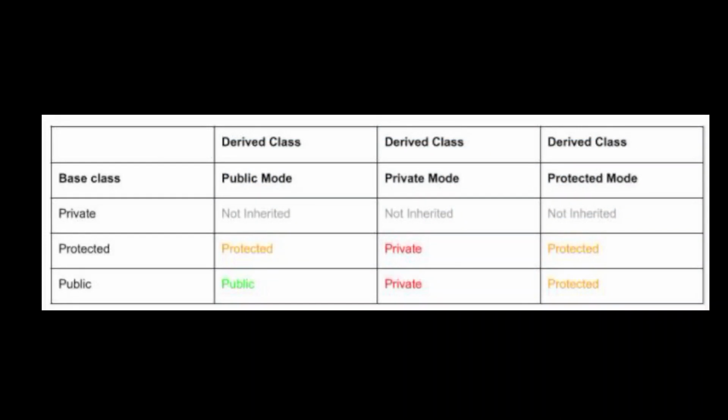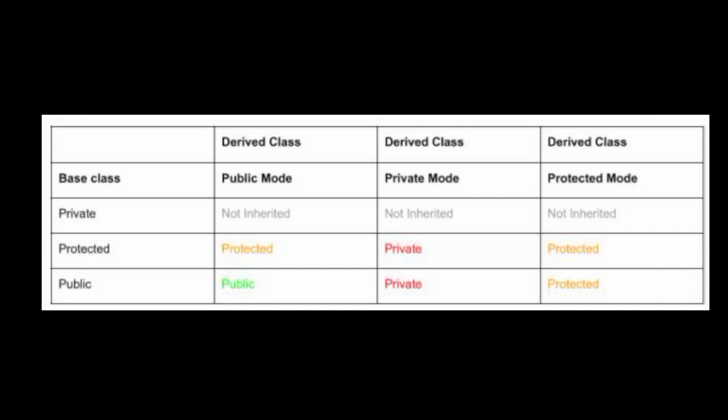that if in the base class we have a private data member or a member function, then it is not inherited regardless of the mode in which we are inheriting it. If in the base class it is protected, if we are inheriting it in the public mode, it remains protected. If we are inheriting in the private mode, it becomes private. And if we are inheriting in the protected mode, it remains protected.